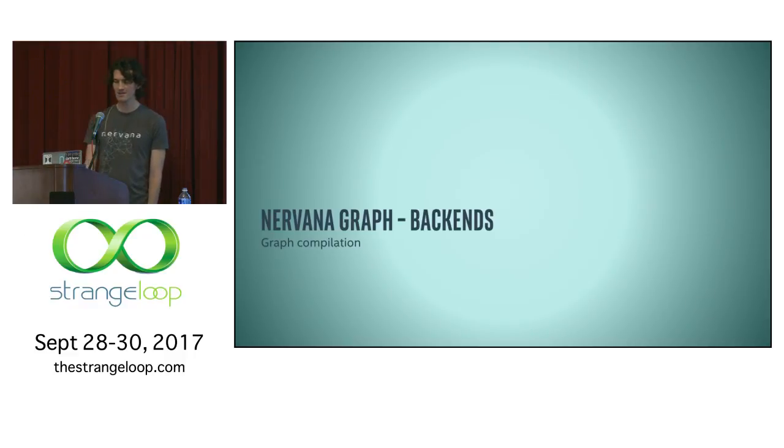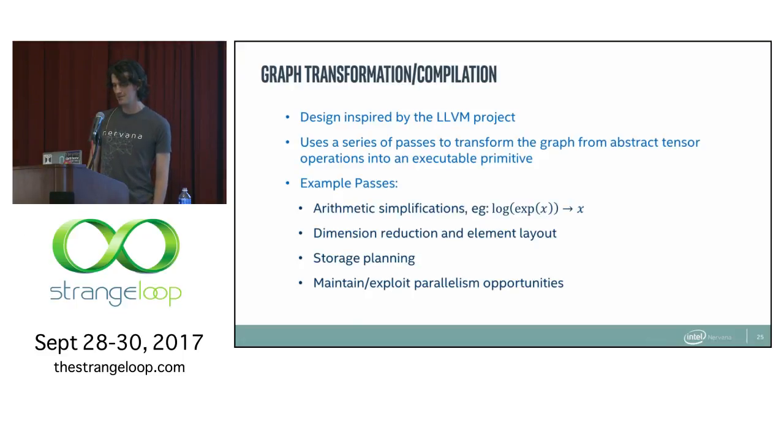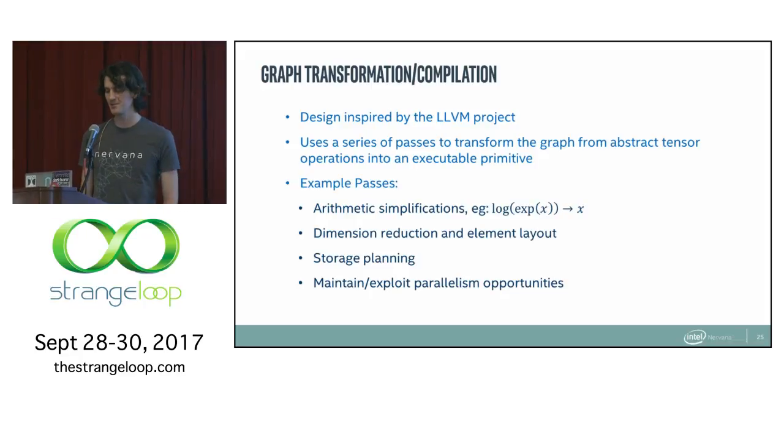All right, and now I'd like to talk about the backends. The graph transformation architecture, you may have noticed, sounds very similar to the LLVM project. And that's no accident. It was, in fact, inspired by LLVM. What we do with the intermediate representation is this: it's our core set of ops that we're going to transform to do the abstract tensor operations. And then we're compiling down to an executable primitive.